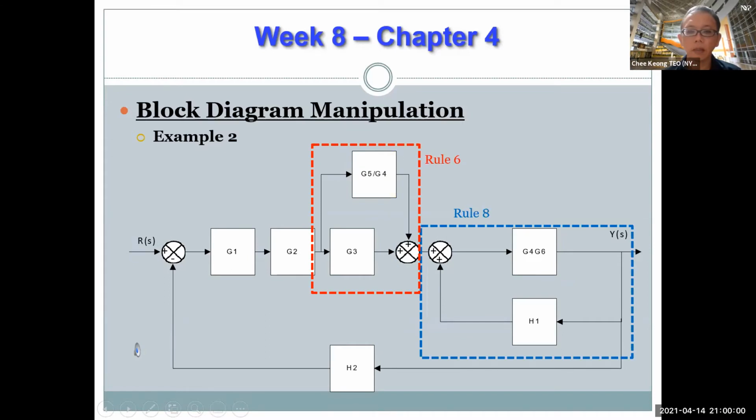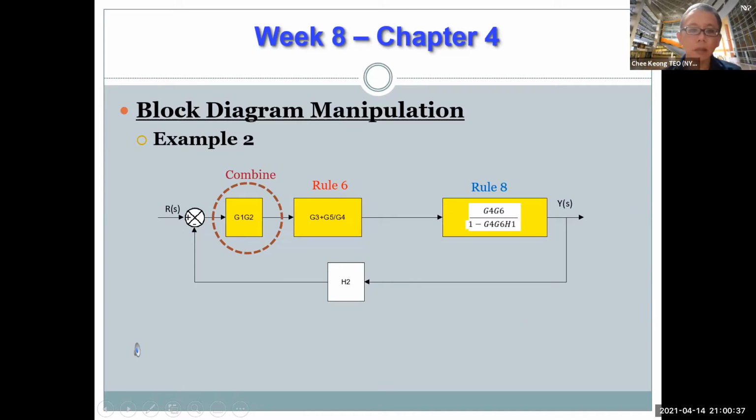For G4, G6 and H1, we can use rule 8 for the positive feedback loop. In this case, G is G4, G6 and H is H1. For G3 and G5 over G4, we can use rule 6 for the summing point in front of G blocks. So these are the two rules that you can apply. So for this one you use G over 1 minus GH, right? For this guy, it's just simply summing this with this. So it's G5 over G4 plus G3. So there's a new block to be simplified. Of course, G1 and G2 you can also combine.